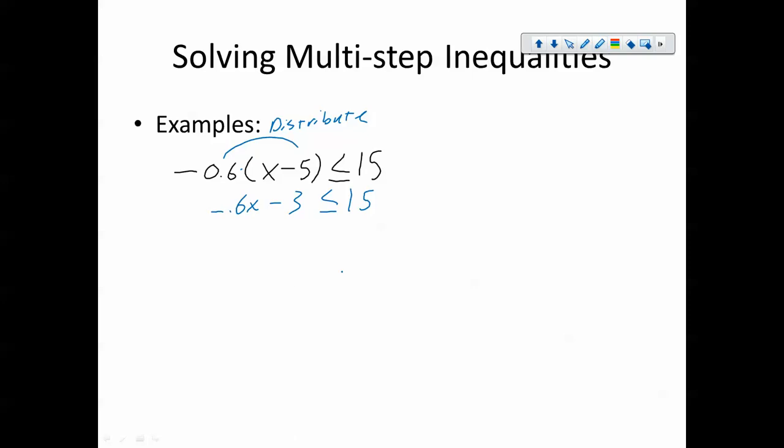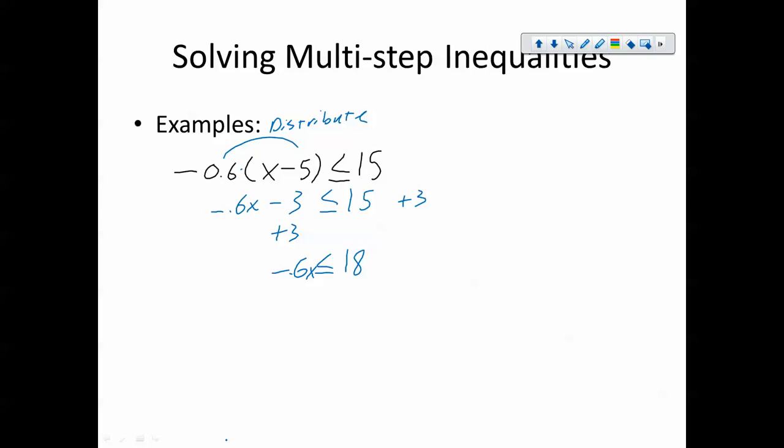I wanted to do that first, and then once I do that, the rest of the problem becomes what we did on the previous problem. I want to remove the minus 3, so I'm going to add 3 to this side, and I'm going to add 3 to this side, and that's negative 0.6x. Notice that becomes 0, that's why I'm not writing anything else on the left-hand side. That's 18. Oops, I forgot my x.